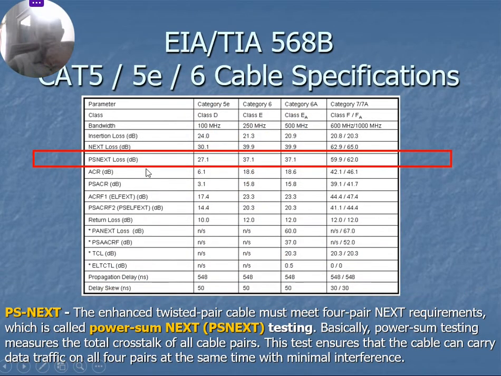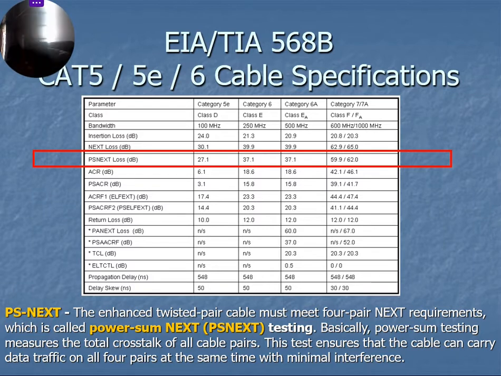Now we are back to explaining this from where we've left off. Now we come to PS NEXT, the power sum. Power sum NEXT is for the enhanced twisted pair cable. Every enhanced twisted pair cable must meet a four-pair NEXT requirement, using all 4 wire pairs, which is called the power sum. When we are discussing one pair, then we just talk about the NEXT loss. But when we are talking about all 4 pairs, then we are talking about what we call the power sum, the PS NEXT.